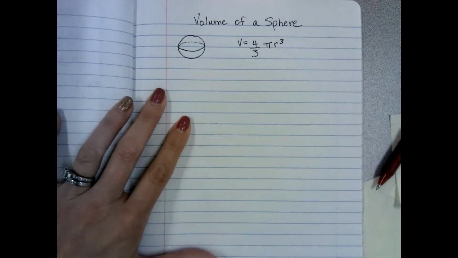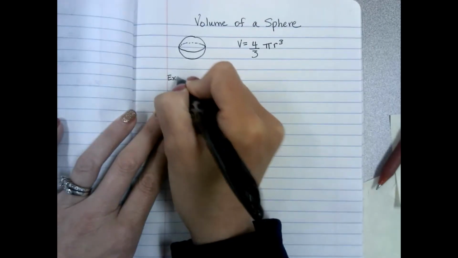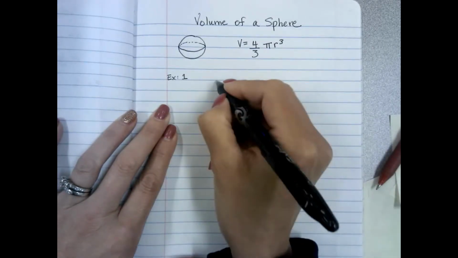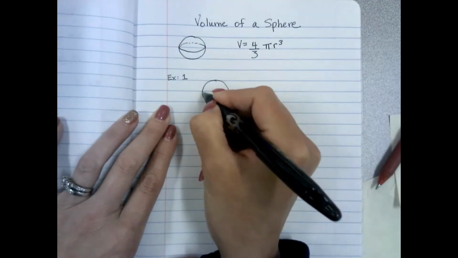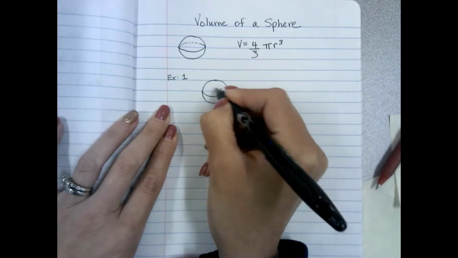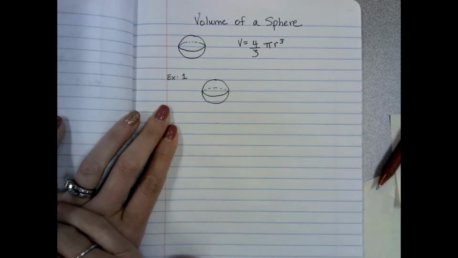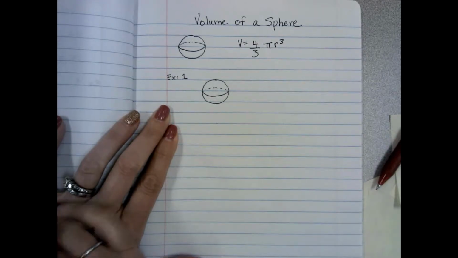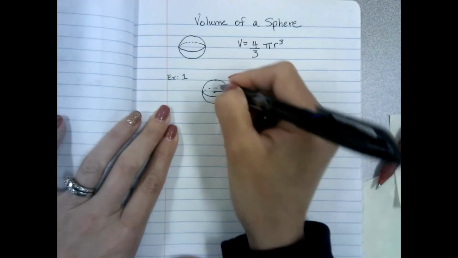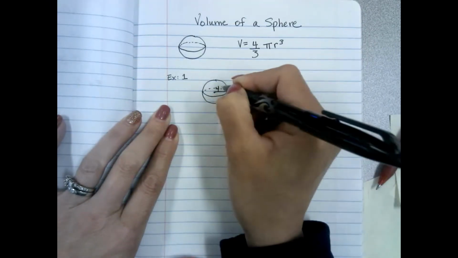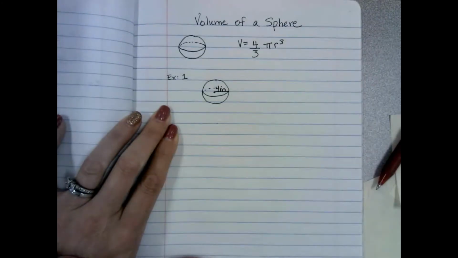Let's try to use this to find the volume of a sphere in our first example. Try to draw that sphere. Your drawing doesn't have to be perfect. Remember, this is a sketch. The sketch is merely given to us to give us the known information. And what I'm going to give you for this is a radius of 4 inches. The radius is 4 inches for this sphere.